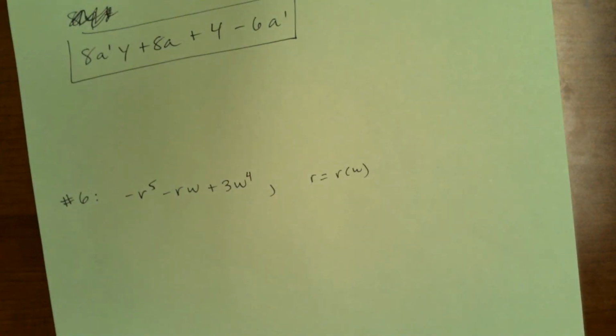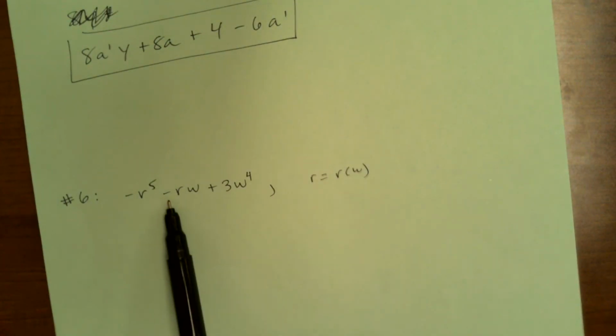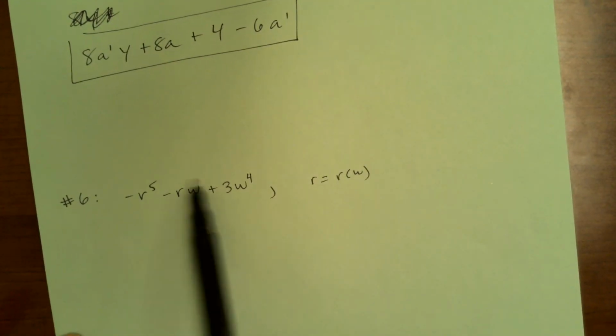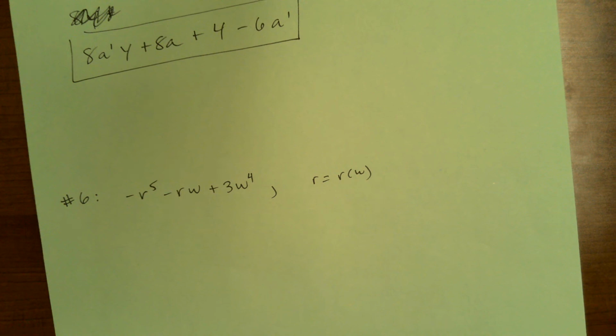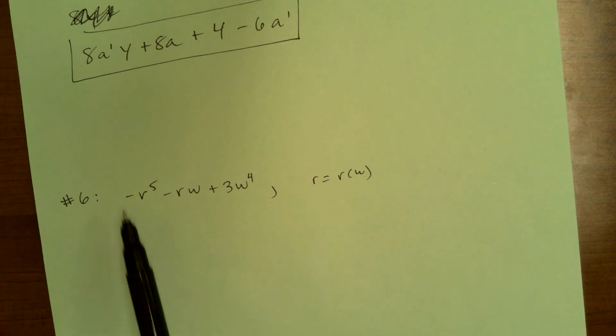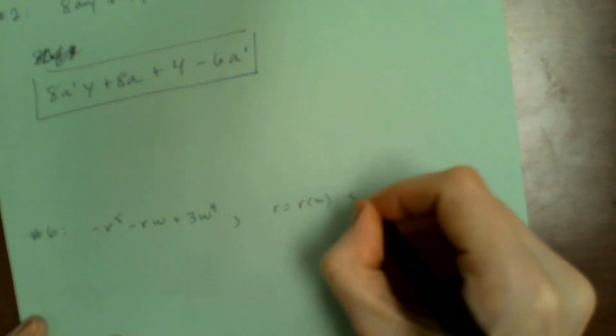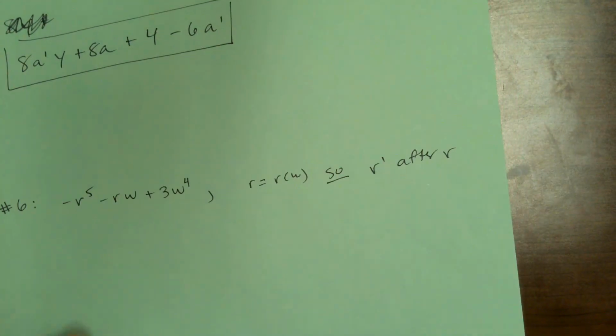Okay, now this one. So I chose this one specifically because it falls in line with phase 11 because we're subtracting a product here. So we're going to differentiate this expression. We know that R is equal to R of W. So R prime after an R derivative.